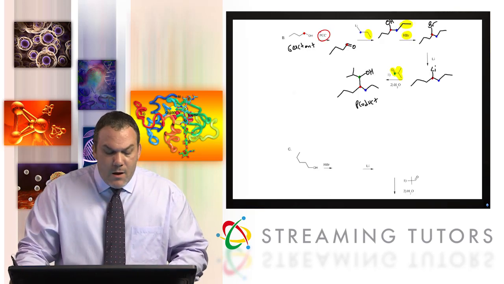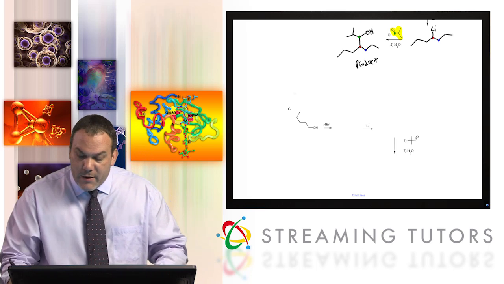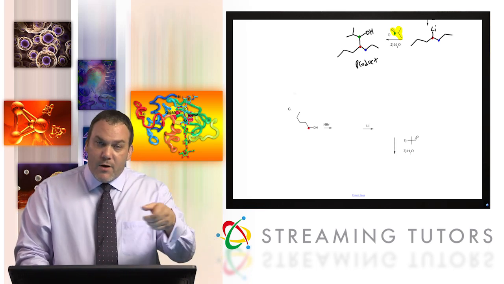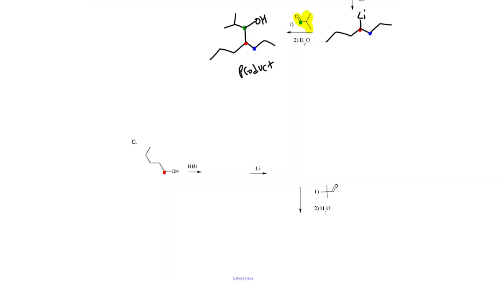Okay, let's try C. So here's the carbon with an OH. Instruction tells me HBr, replace the OH with a Br. So let's do that. Put a Br right there. Okay, now lithium. Lithium replaces the Br. So let's replace it. Lithium, right there. Here's the red carbon.